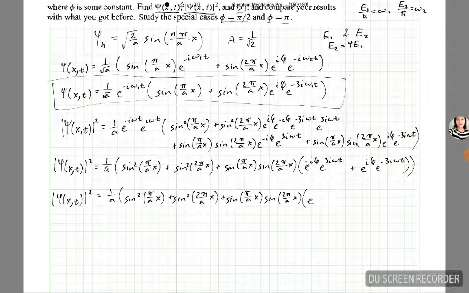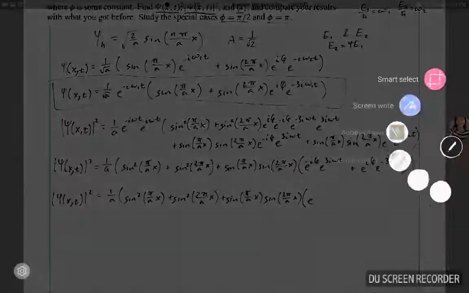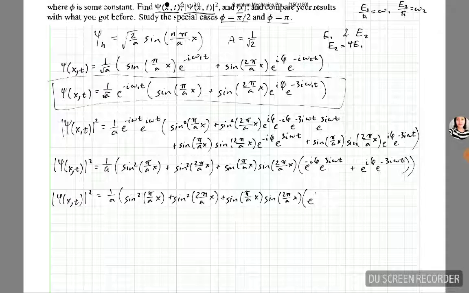So we're going to have e to the negative. Actually, we'll just call that one positive. So this will be e to the i(3 omega t minus phi). And this one is going to be e to the negative i(3 omega t minus phi).